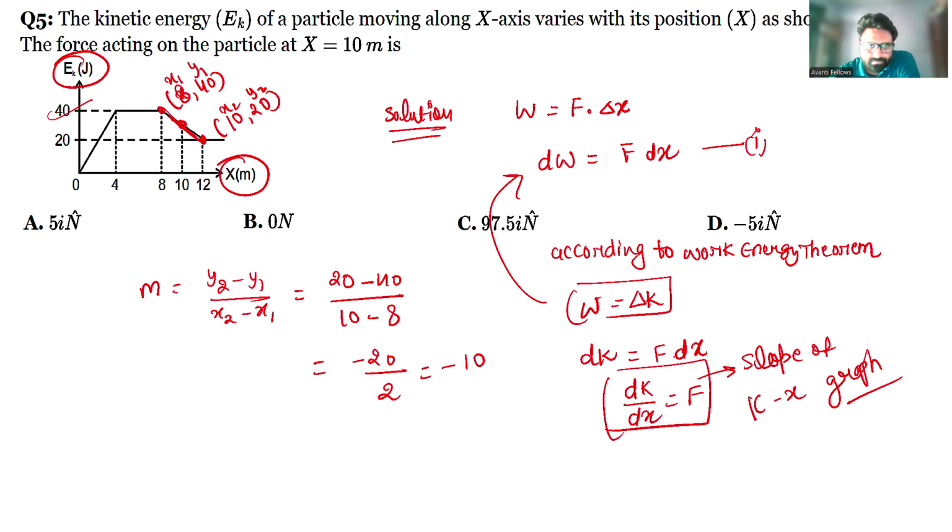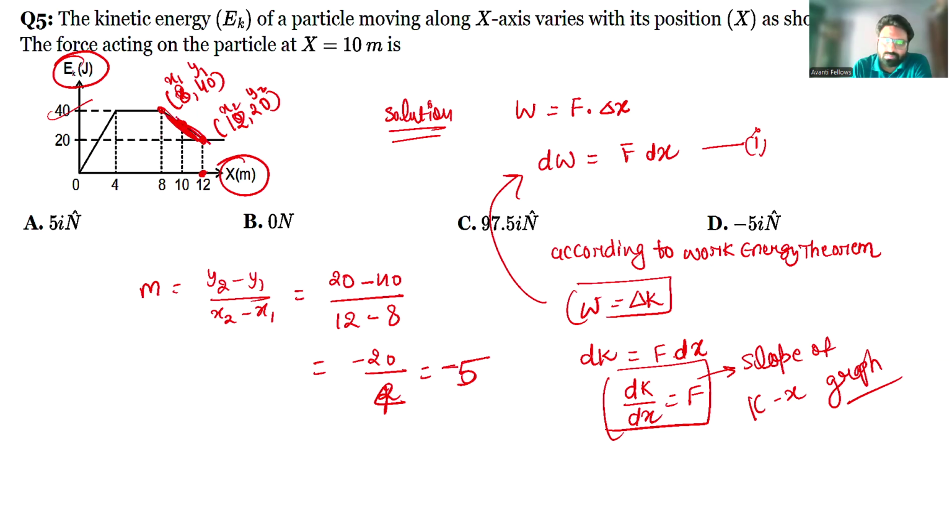So this is how the points that we have written here. This is for 12, so x2 minus x1 will become 12 minus 8, and 12 minus 8 is 4. So this will become minus 5. What does this minus 5 mean?